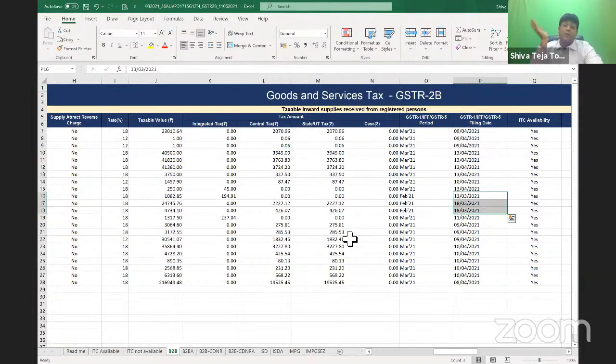So since for February month, they filed after the due date, it is now reflecting in March month. So the logic is simple: if the return is filed within the due date, that is a cutoff date, then the credit will reflect in 2B. If the GSTR 1 is filed after the cutoff date, then the credit will reflect in 2A, but not in 2B, but it will still reflect in the 2B of next month. That is an important point which you have to keep in mind.